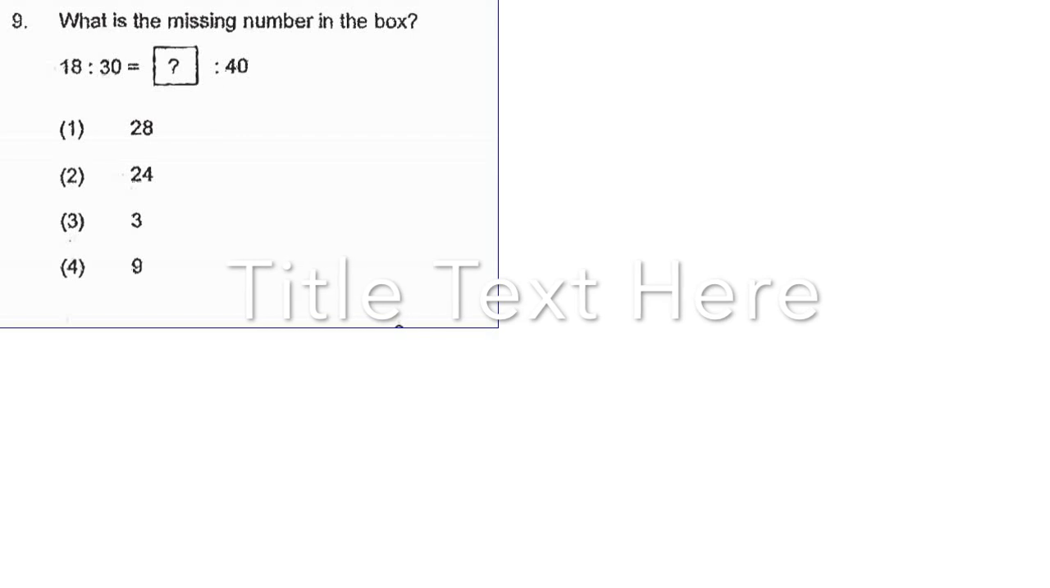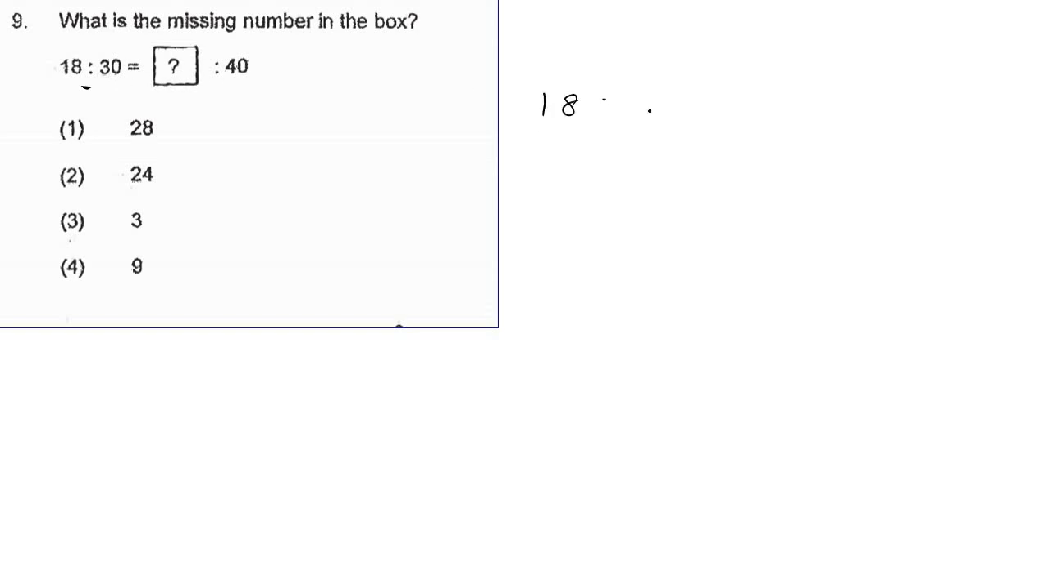Okay, for this one, we know that the ratio of 18 to 30 is equal to this to the ratio of 40, which means 18 over 30 equals to this one over 40. I need to change this to become 40, so I know what it is, then I can find what is the question mark. So how do I change? I can maybe change this to 10 first. How do I change this to 10? I divide this by 3. So here I will have 6 over 10.